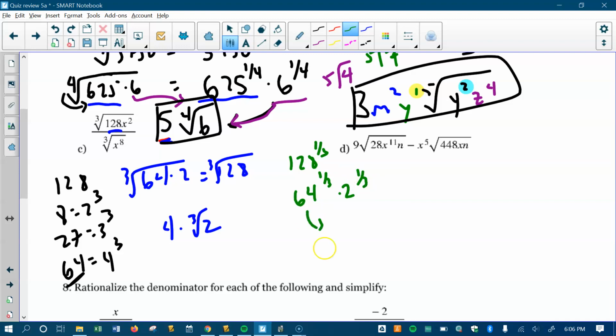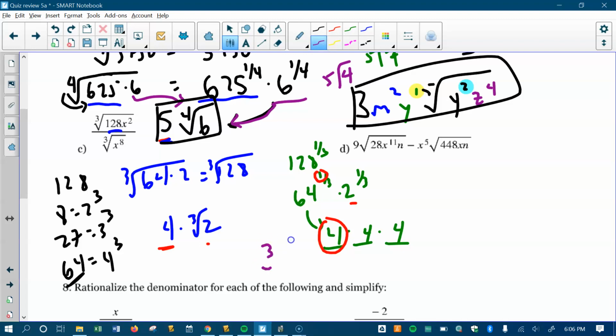64 to the 1/3 is a number times a number times a number, and only taking one of those. However your teacher explained it to you, you should be able to get this 4 and be able to see why there is a 2 left over. And now let's deal with numbers.